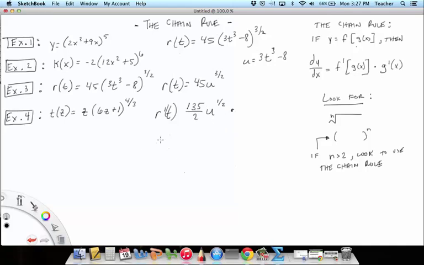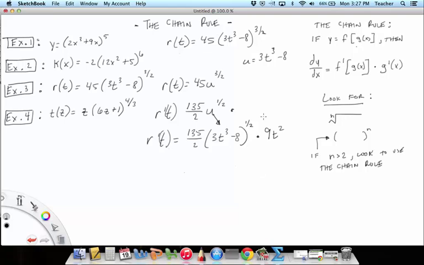times, let me write this in here, the derivative of this is 135 over 2, I'll put u back in there, 3t to the 3rd minus 8 to the 1/2 times, so again all I did was put u in there, okay, times the derivative of this, which in this case is 9t squared. Now again, I could multiply the 135 over 2 times 9t squared, and so on and so forth. But at this point in time, I'm just going to leave our answer just like this.